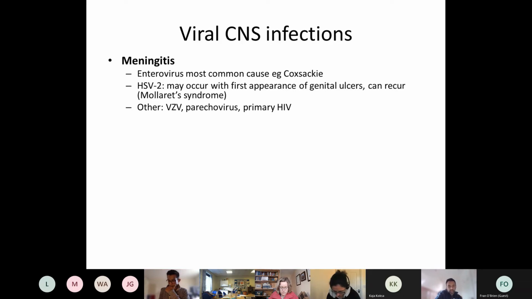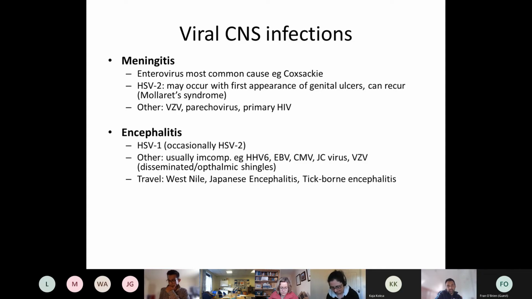And there's a few others to be aware of. Varicella zoster. If you get somebody with ophthalmic shingles, that's often associated with CNS infection. So you have to be really careful about ophthalmic shingles and concurrent CNS infection, particularly in the elderly or immunosuppressed. And sometimes primary HIV infection can do this as well. So just a word of warning about meningitis not needing acyclovir.